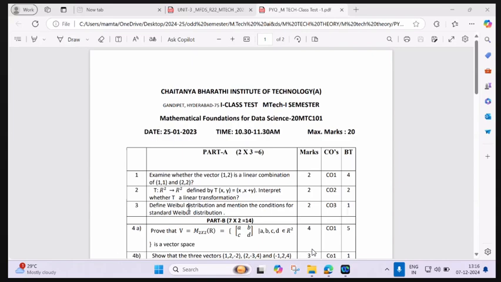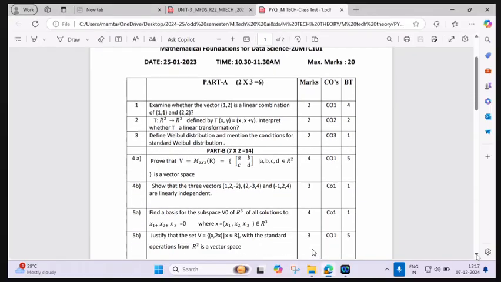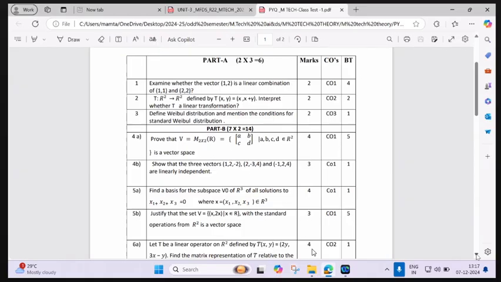Now, define Weibull distribution. Yesterday, I explained to you about the Weibull distribution, right? And when do you call it a standard Weibull distribution? When alpha is equal to 1 and C is equal to 0. After substituting, what is the answer, that also you need to mention here. Okay, next. In Unit 3, you have exponential, Weibull and MTTF. So your questions will be divided accordingly.